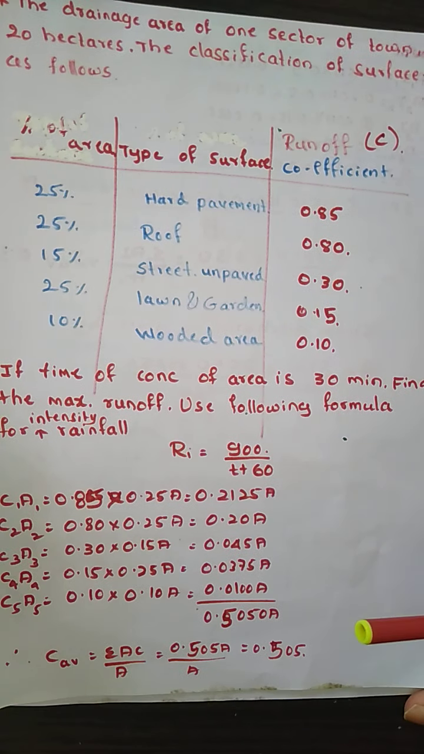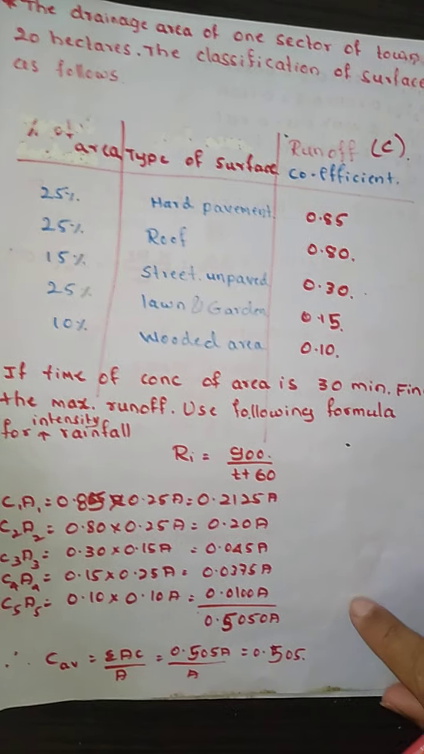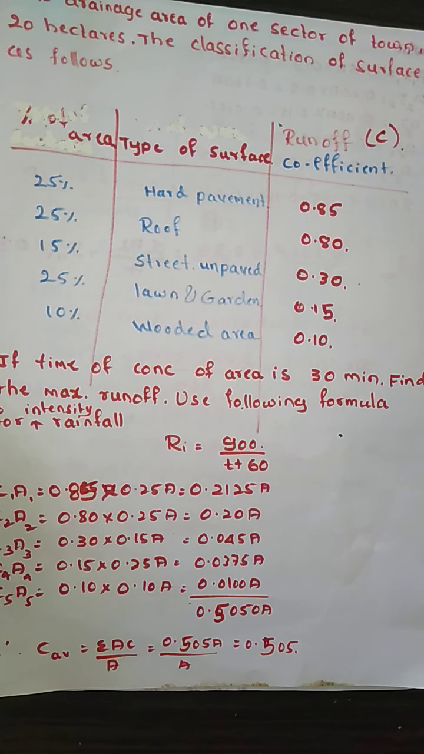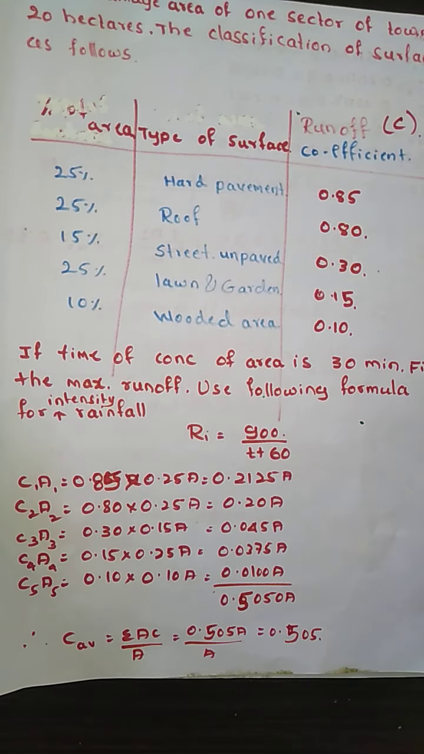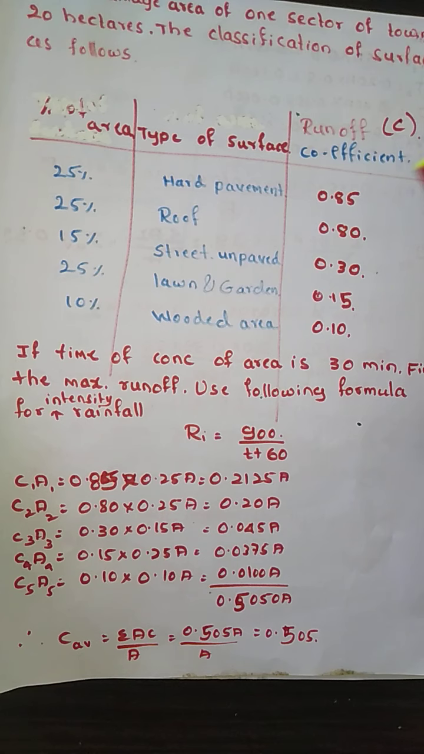Then if the time of concentration of the area is 30 minutes, okay, time of concentration T of the area is 30 minutes, find the maximum runoff using the following formula for the rainfall intensity. Now what we need to find out? We need to find out the rainfall intensity by the following formula. Now in this problem, they have given the runoff coefficient and the percentage of area. In the last problem they gave the impermeability factor, now they have given the runoff coefficient. Runoff coefficient can be given by the nomenclature C.